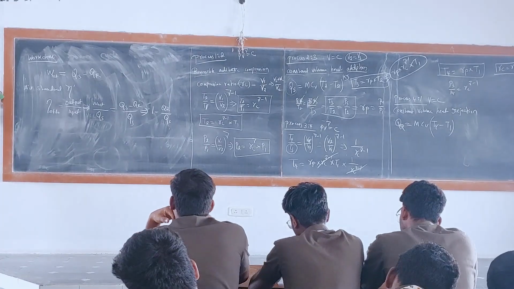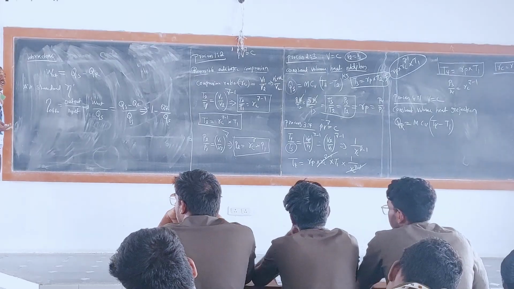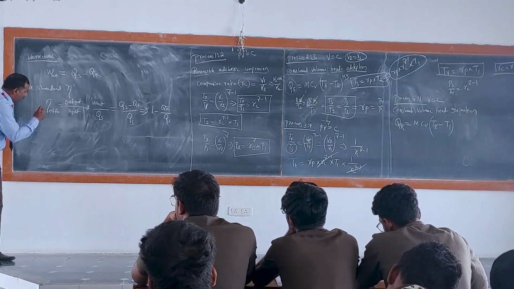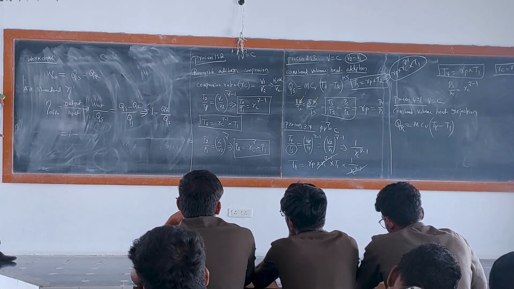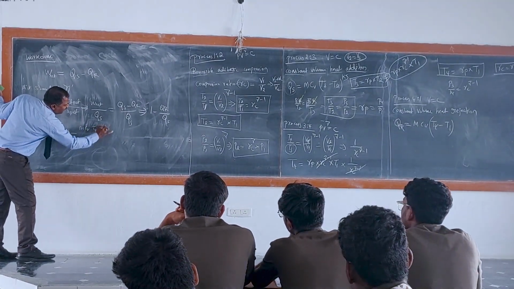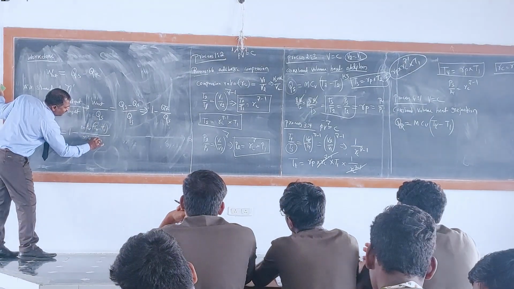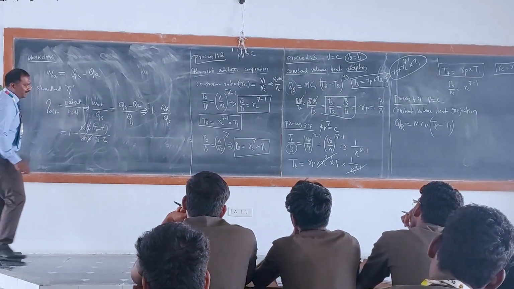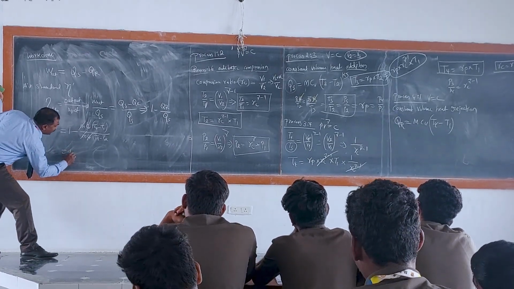But QS will not be given, QR will not be given. Sometimes it is not possible to find them. In such a case, how do we derive the efficiency? Now I will derive. I know 1 minus QR by QS. What is the QR formula? mCv (T4 minus T1). What about the QS formula? mCv (T3 minus T2). So m cancels, Cv cancels. Now you substitute T4.